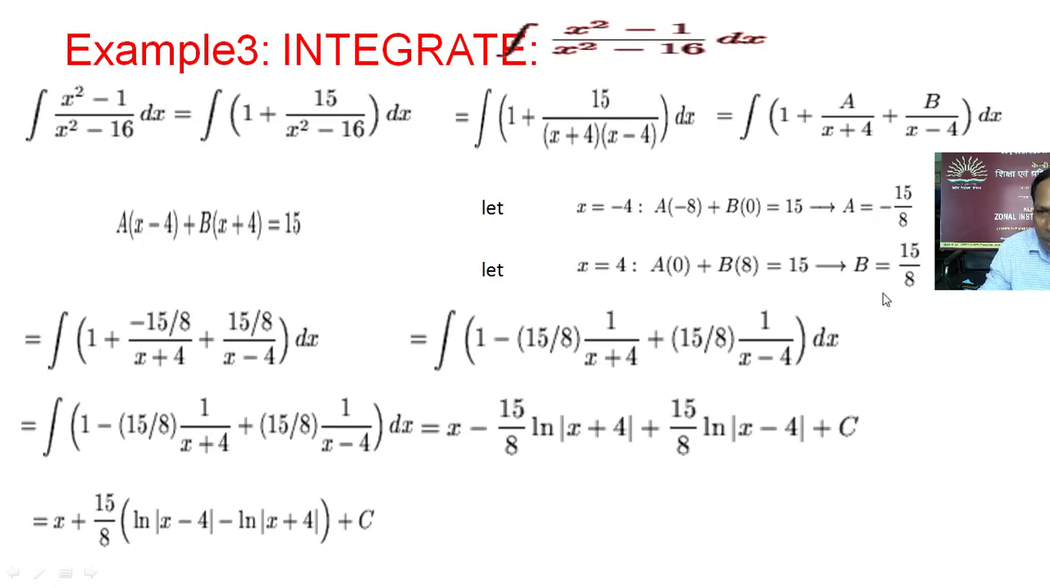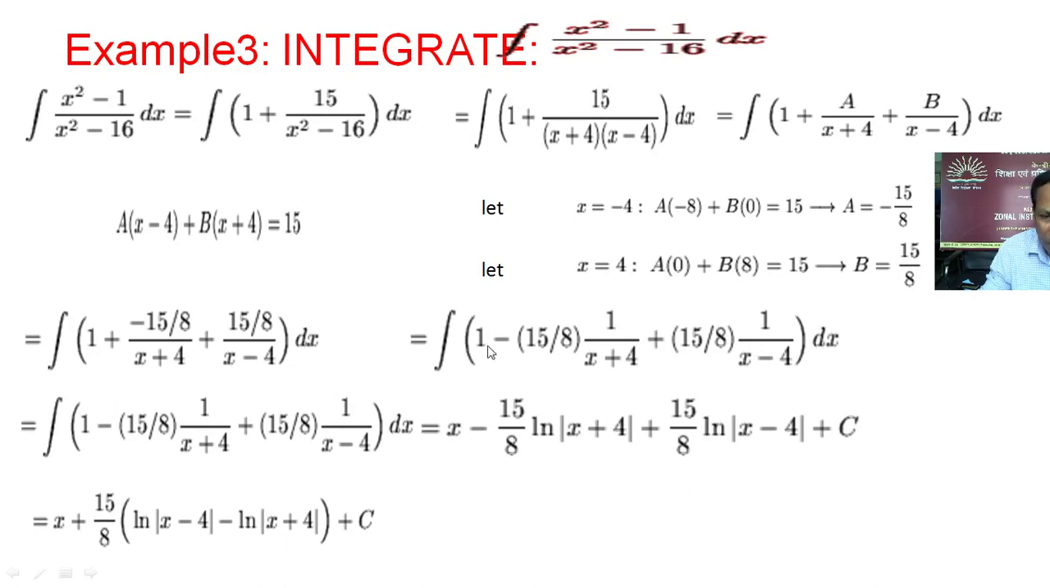Now putting the values of a and b in the given integral, we will be having integration of 1 plus a, that is minus 15 by 8 by x plus 4, plus b is 15 by 8 divided by x minus 4. So it is 1 minus 15 by 8 into 1 by x plus 4 plus 15 by 8 into 1 by x minus 4 dx.